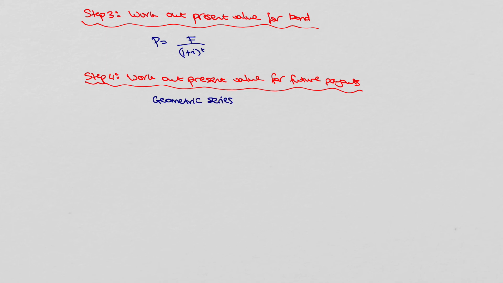And then you'll combine the two together. So you'd get your present value for the bond and the present value for all of the future payouts, and you'd combine the two together to get the fair market value.